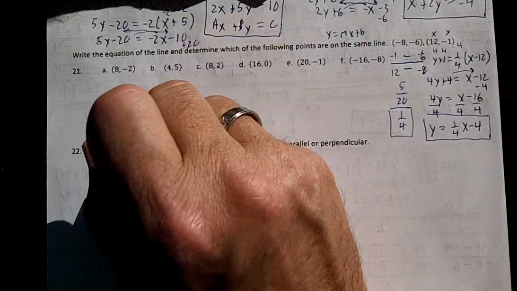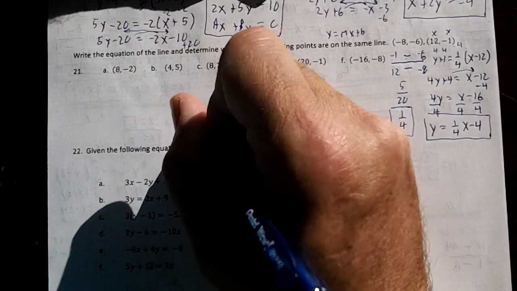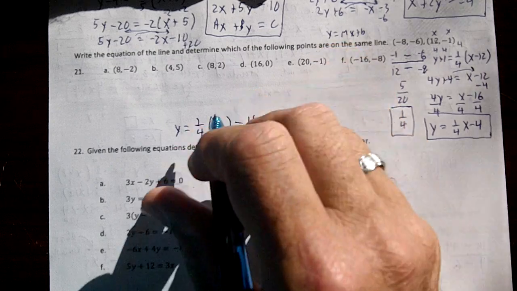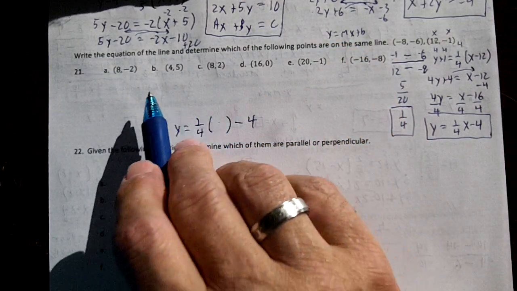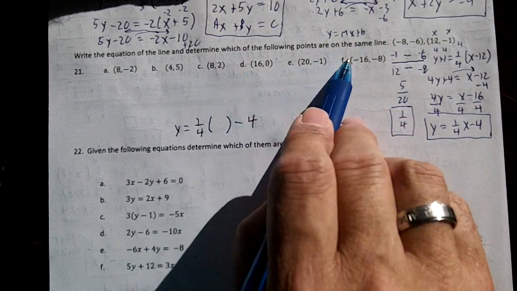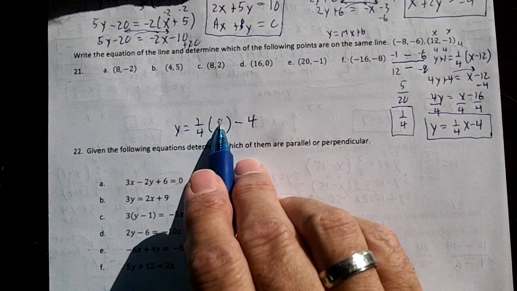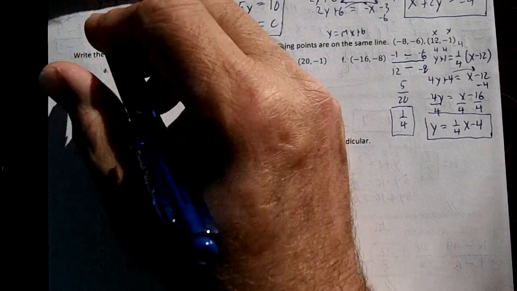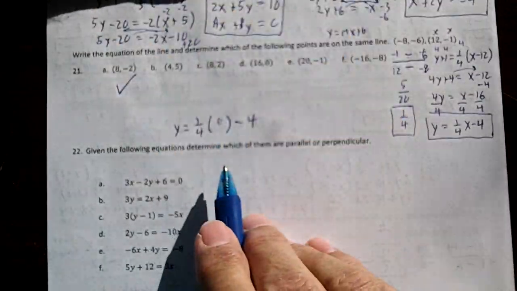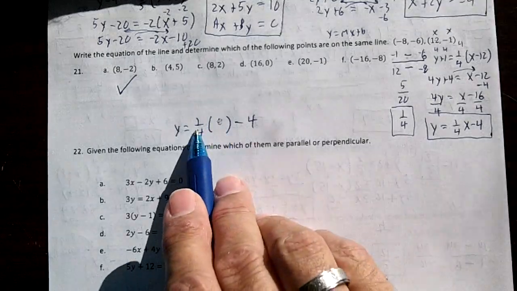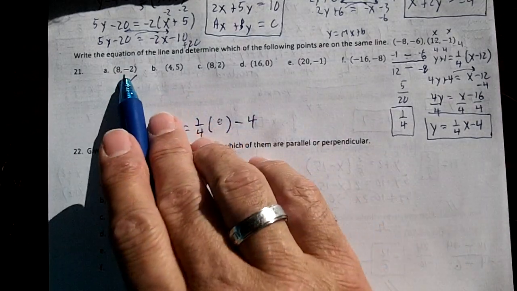So I'm going to use y equals 1/4 parentheses x minus 4. I'm going to plug these x's in here and figure out which ones give me my y's. So if I were to plug in 8 in here, 1/4 of 8 is 2, and 2 minus 4 is -2. That works, doesn't it? Everyone see what I just did? I plugged in the x, and then I did the math. I get -2 as my answer.